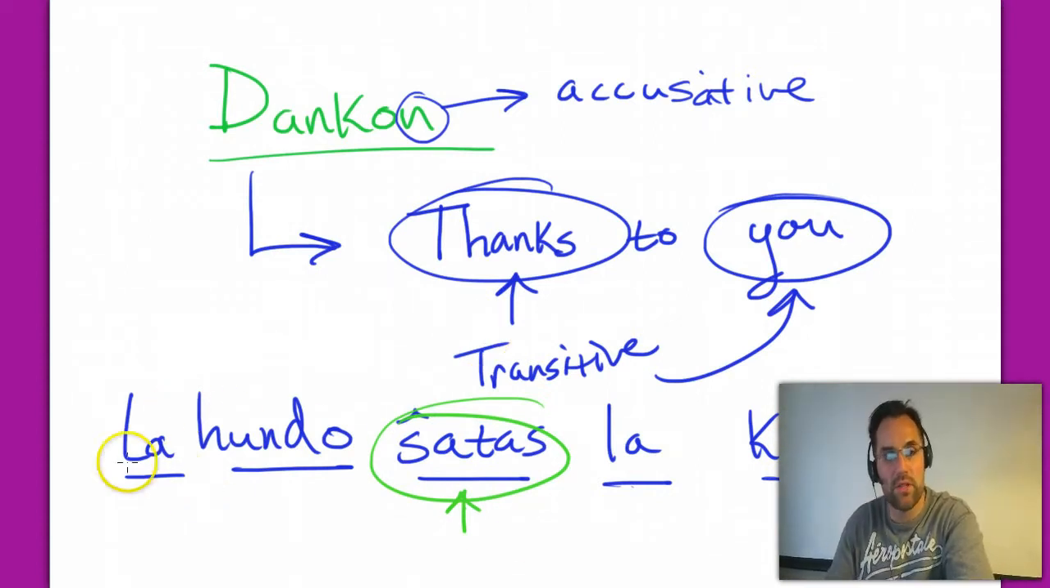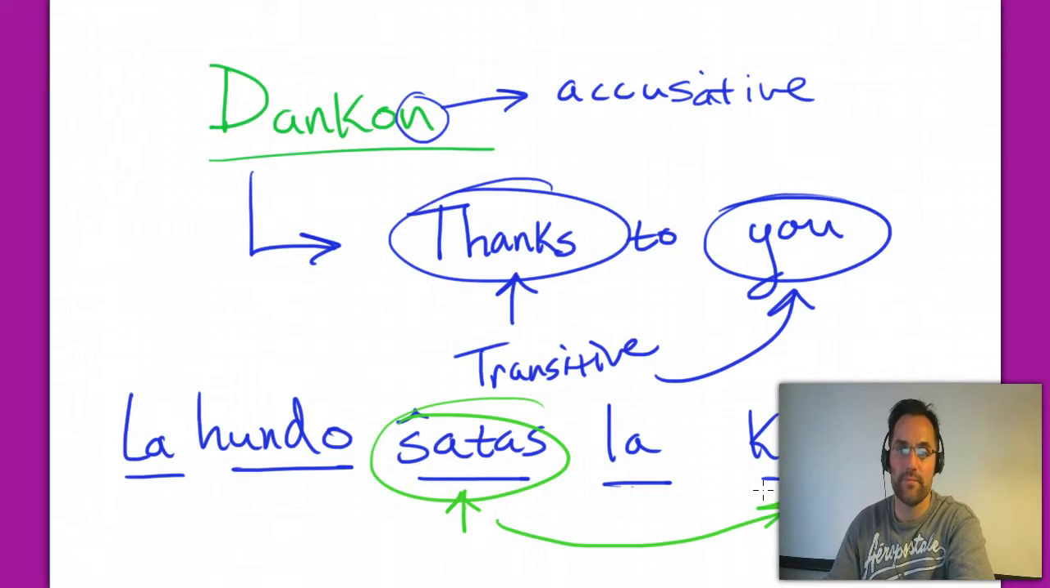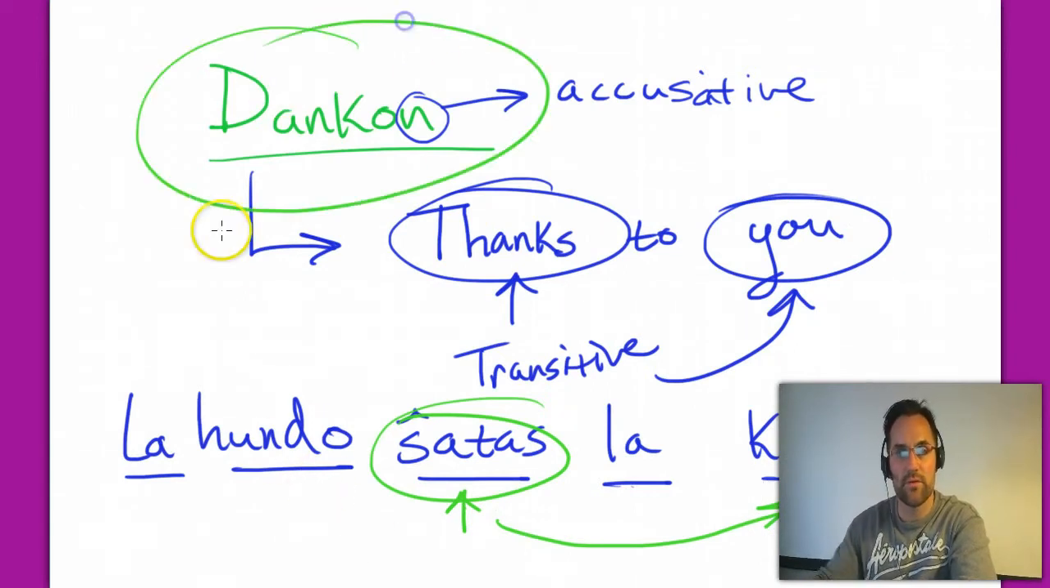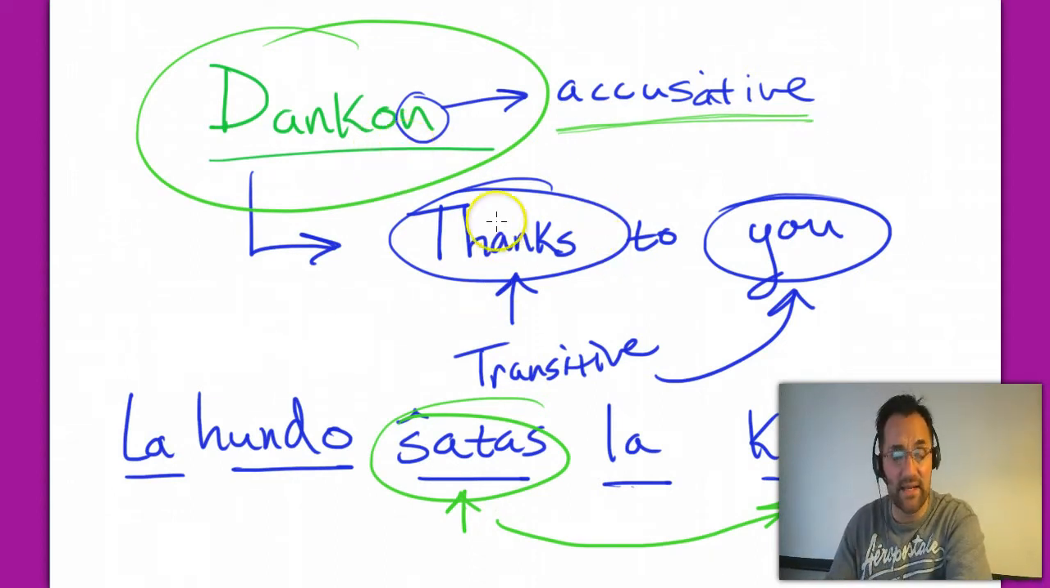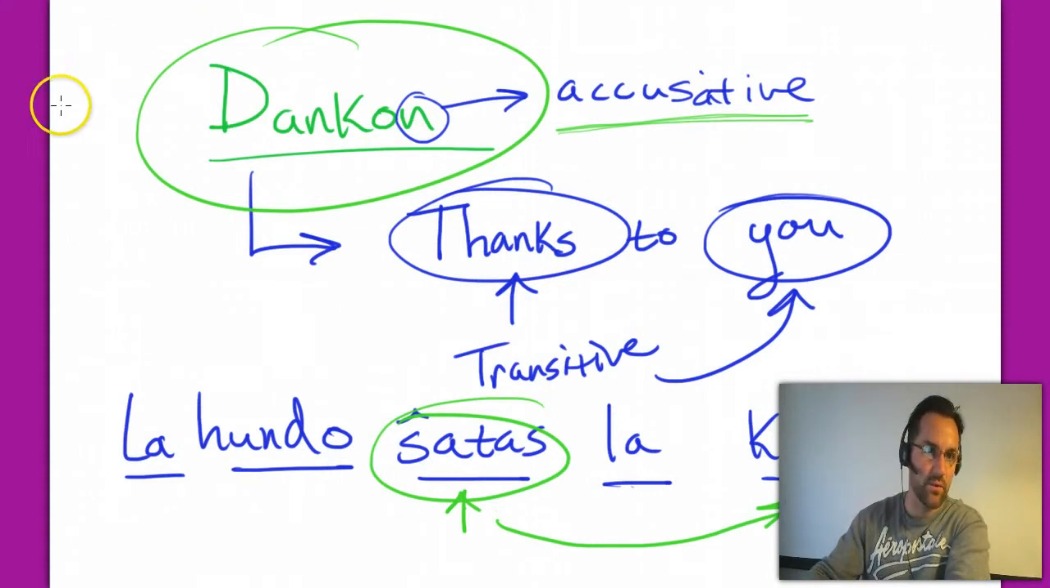Okay, where was I? So, la hundo ŝatas la knabon. So we see that the hound, transitive verb, acting on the boy. Okay? So this was one of our words from our vocab, but we were able to discuss it in terms of the accusative because it does end in N. And you might think to yourself, well, why does that end in N? And that's why.